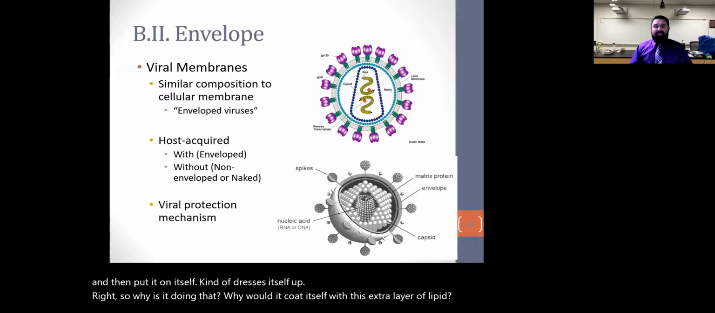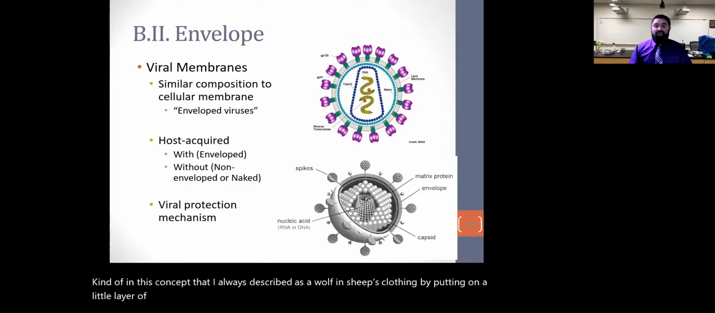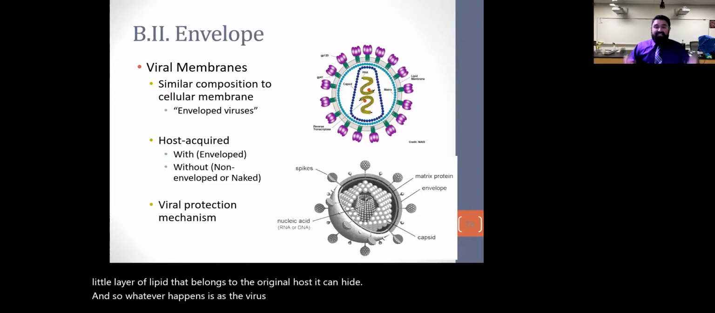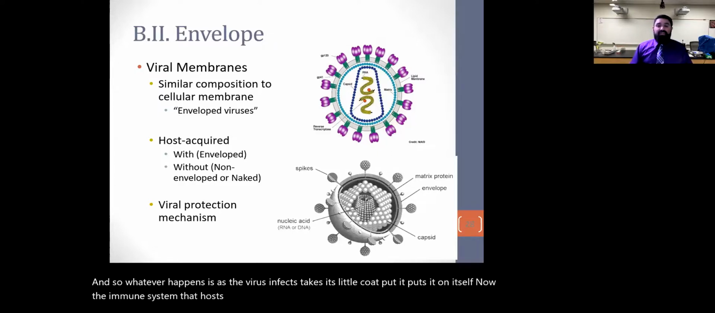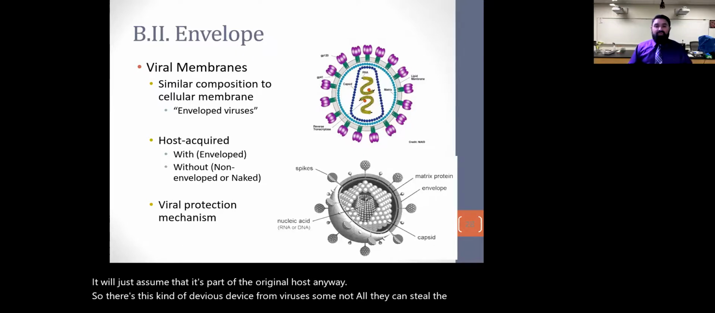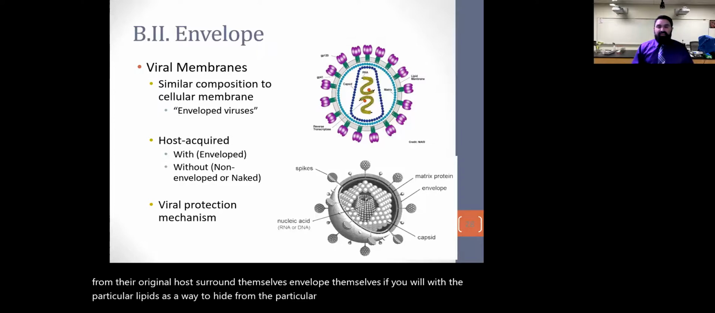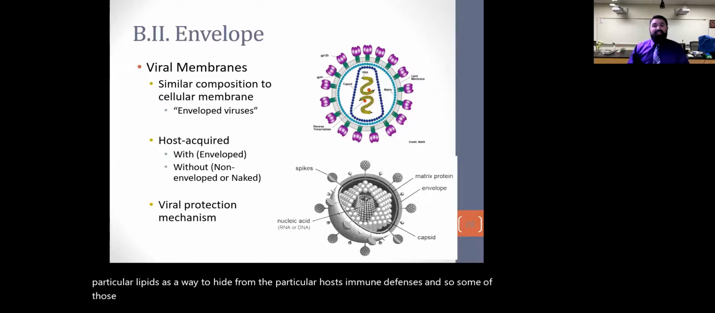Why would it coat itself with this extra layer of lipid? Well, kind of in this concept that I always describe as a wolf in sheep's clothing, by putting on a little layer of lipid that belongs to the original host, it can hide. And so whatever happens is, as the virus infects, takes its little coat, puts it on itself, well, now the immune system of the host won't recognize it as foreign. It'll just assume that it's part of the original host anyway. So there's this kind of devious device from viruses, some, not all, that can steal the envelope from their original host, envelope themselves, if you will, with the particular lipids as a way to hide from the particular host's immune defenses. And so some of those viruses are usually referred to as enveloped.